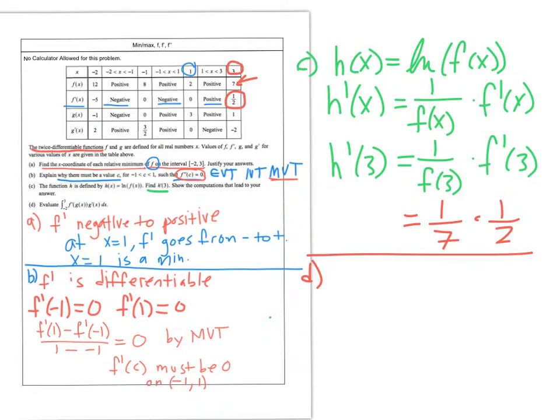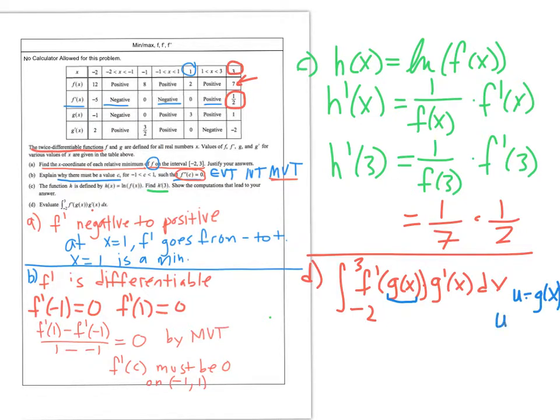Part D. We're evaluating an integral from, it looks like, -2 to 3, of f prime of g of x multiplied by g prime of x. We're really bad at seeing these things as functions. But really what's happening is we've got a function within a function, and the function on the inside would be g of x, which means that my u in this case was going to be g of x.